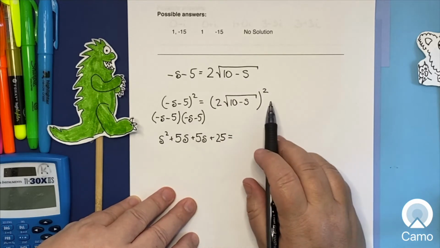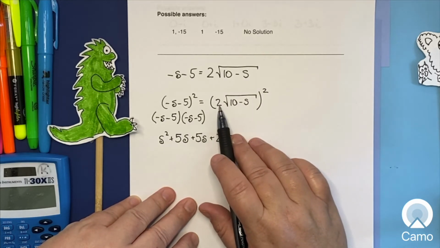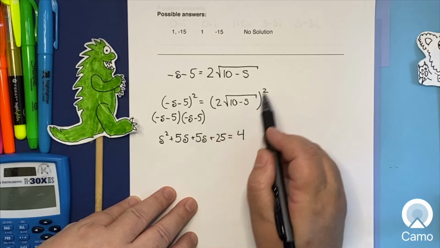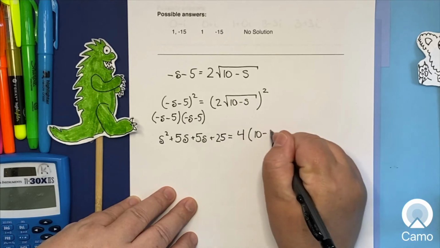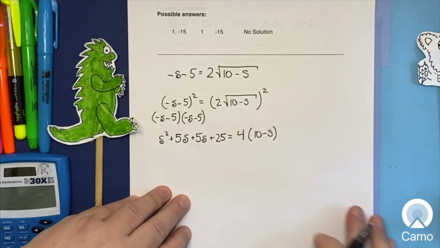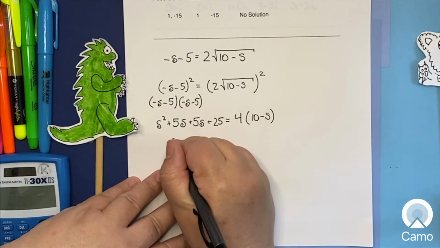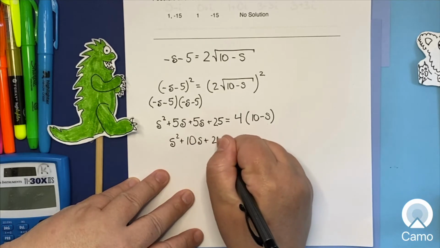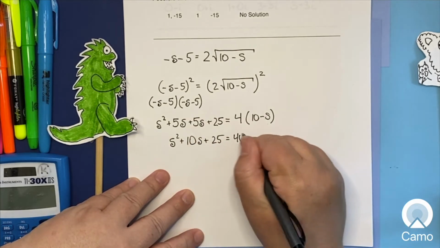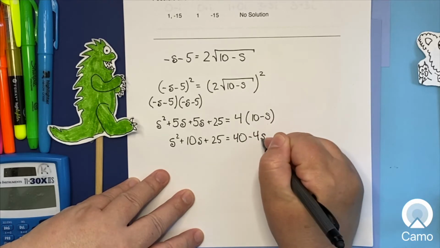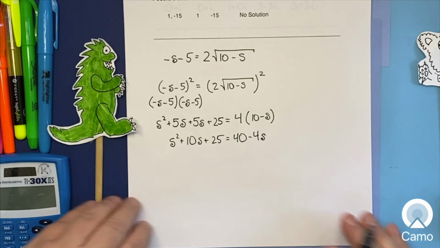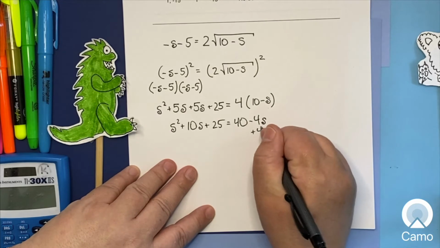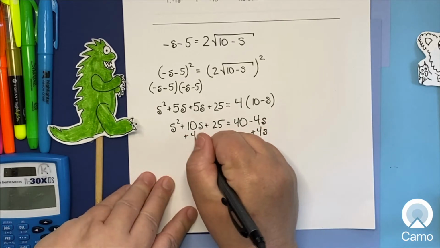Over here, now keep in mind, these are squaring separately, so the 2 squares and becomes 4. And then the square root of 10 minus s, the quantity squared, becomes just 10 minus s. That's what we were going for. Okay, so over here I've got s squared plus 10s plus 25 equals 40 minus 4s. There we go. Okay, let's combine like terms over on the left-hand side. So I'm going to add 4s plus 4s.